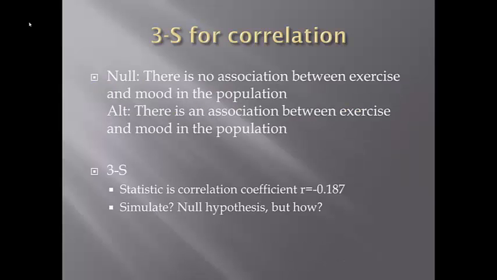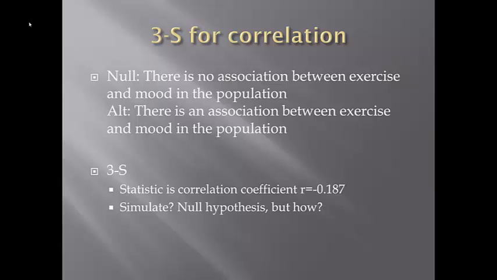When testing correlation, the null hypothesis is much like we've seen before in this course, that there's no association between the two variables, specifically between exercise and mood in the population. Another way of stating this is that the correlation coefficient in the population is equal to 0. Alternatively, we can say that there is an association between exercise and mood in the population.